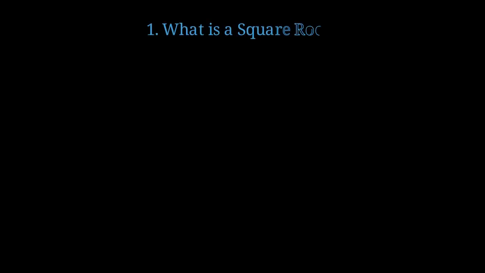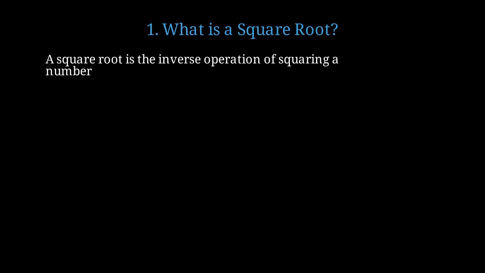Let's start by understanding what a square root really means. A square root is the inverse operation of squaring. If squaring means multiplying a number by itself, then square root means finding what number was multiplied. Mathematically, if x squared equals a, then the square root of a equals x.